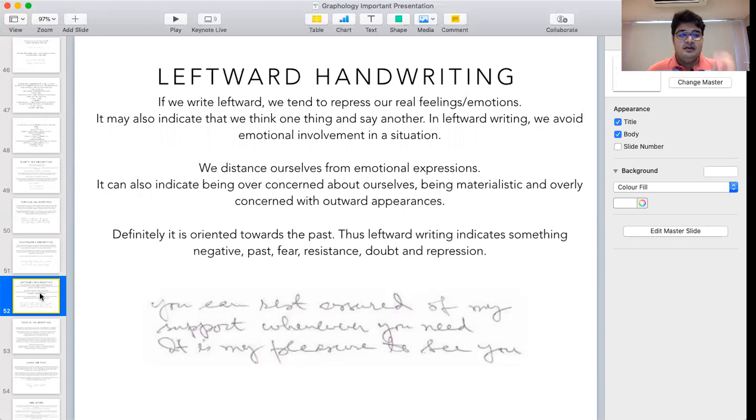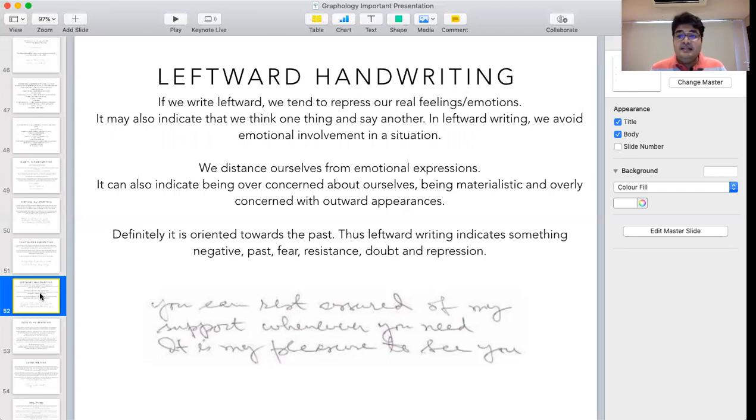It can also indicate being very materialistic and overly concerned with outward appearances. Am I looking good? If I say something, will it make a good impression? Stuff like that, right? If you know about people, or if you've come across people who think in such a way, or have even expressed that they think like this, check their handwriting.